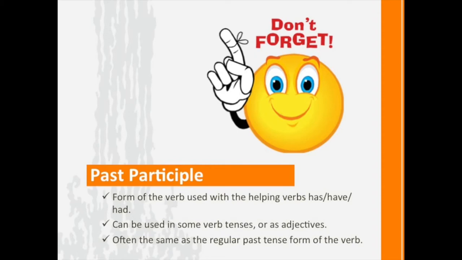You would take the form of the verb see and change it to seen when you are using one of those helping verbs. You can use the past participle to make some verb tenses or as adjectives to describe something in a sentence. And most of the time, the regular past tense form of the verb is the same as the past participle. Now that we've got the review down, let's take a look at regular and irregular verbs.